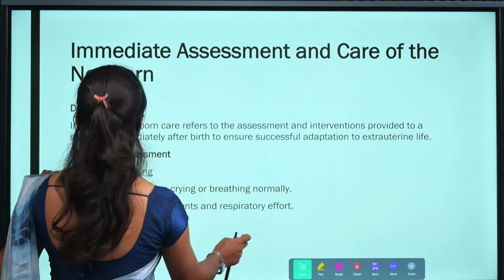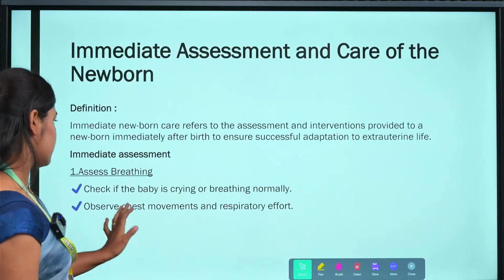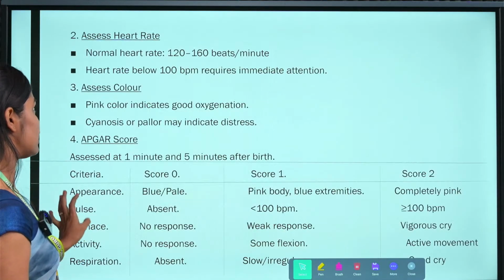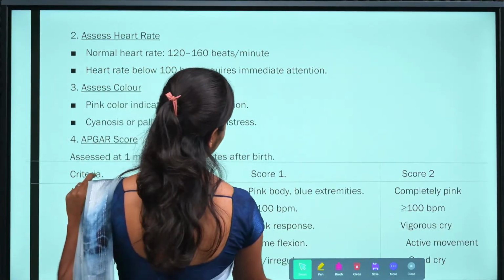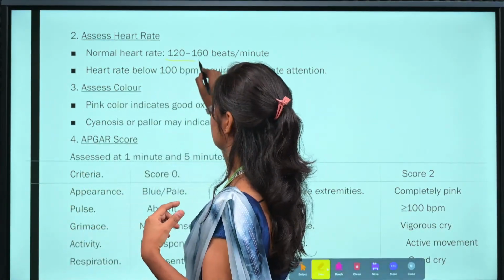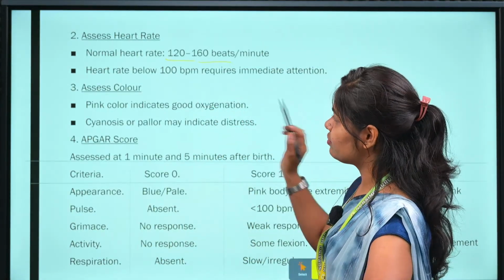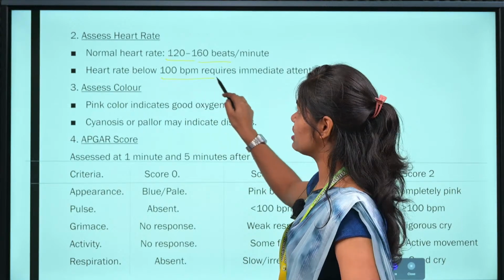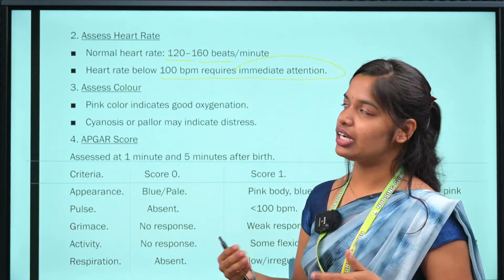Next one, assessment of the heart rate. First we will assess the breathing, second we will assess the heart rate. The normal heart rate for the newborn is 120 to 160 beats per minute. We have to assess that, and if the heart rate is less than 100 beats per minute, it needs immediate attention or immediate treatment.